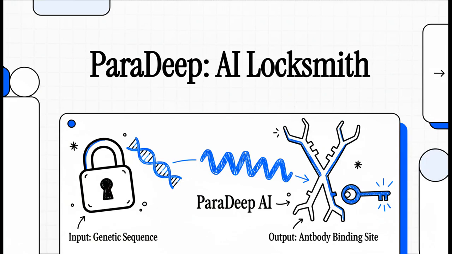Okay, so in the world of medicine, our bodies have these incredible little defenders called antibodies. They're our frontline defense. But here's the thing. To design new drugs, we have to solve this one critical challenge. We have to find the exact spot on an antibody that grabs onto a threat, like a virus. It's a huge puzzle, and if we can solve it fast, it could totally change how we make medicines.